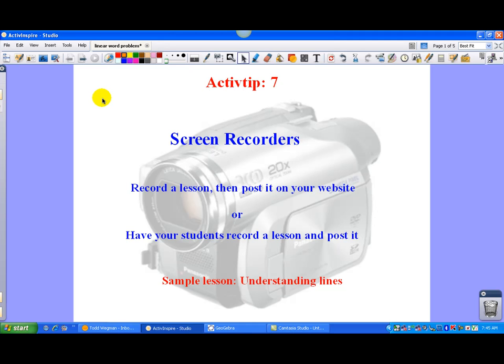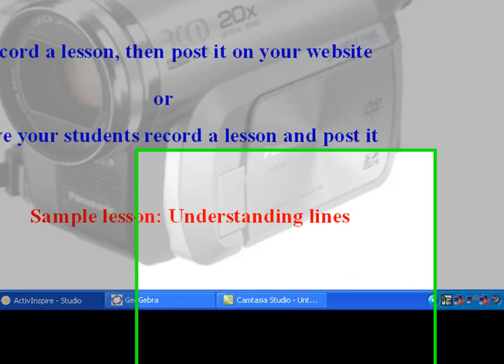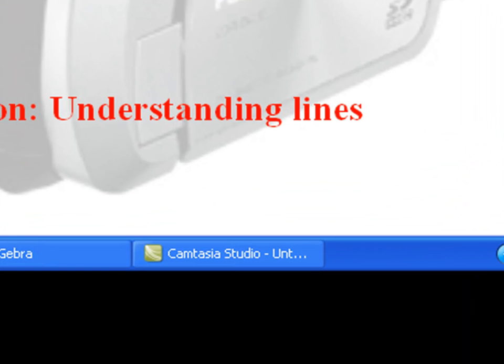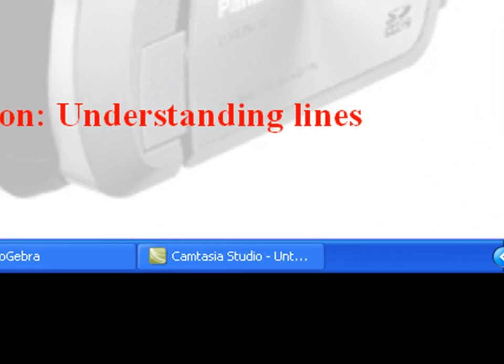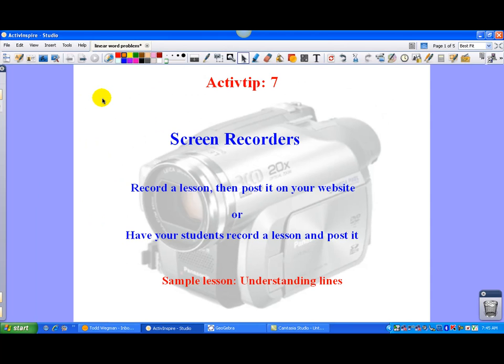It has a couple more bells and whistles than the one that comes with the Active Inspire and stuff like that. But they're all very effective for being able to record. You can have your students record how to do a problem, and then you can post it. Very similar to what I'm doing right here.